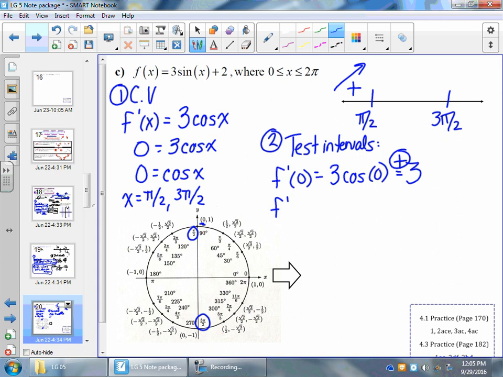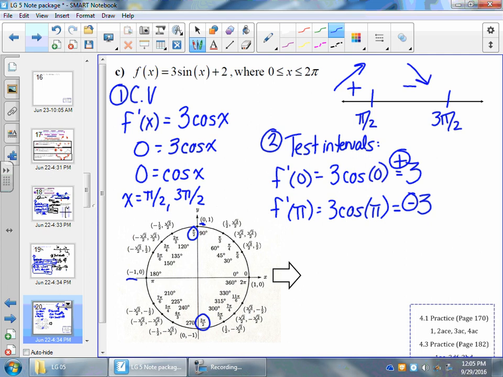Let's choose something right in the middle of pi over 2 and 3 pi over 2. A good example would just be pi. So 3 cos of pi. Okay. Now remember, cos of pi is -1 here. So that's going to become -3. Again, that negative is all I care about.